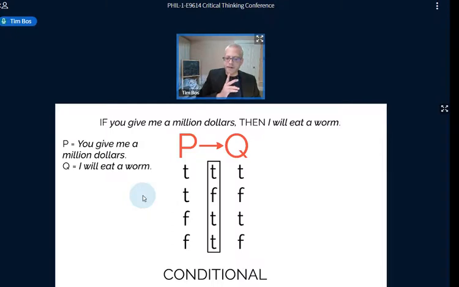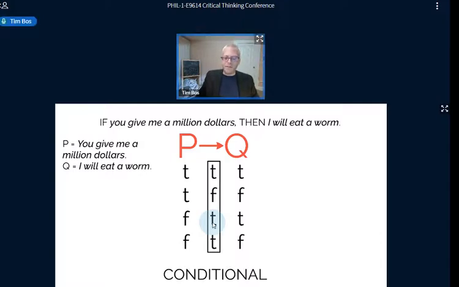Rachel is asking, what about the third possibility there? Where the antecedent is false, right? P is false, but Q is true. Why is the statement still true? Well, again, ask yourself: how firmly committed are you to the idea that you would eat a worm for $1 million? Pretty firmly, right? That's true. Let's say that's just unbreakably true, right?